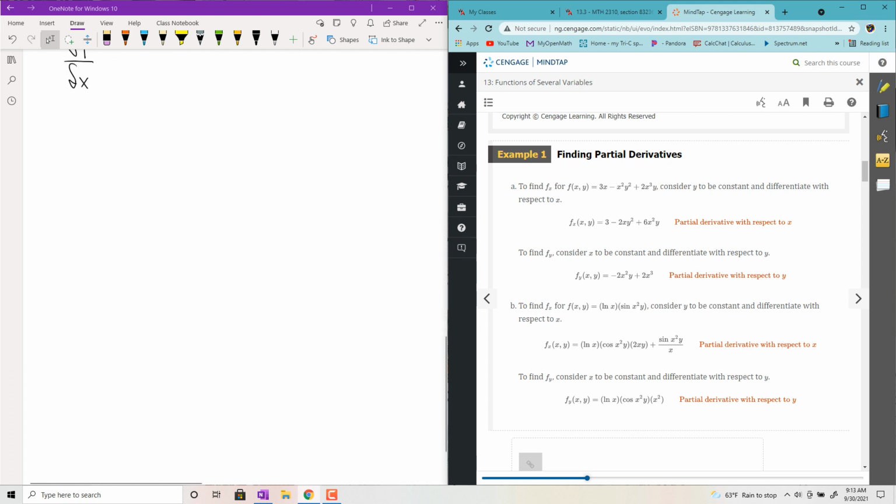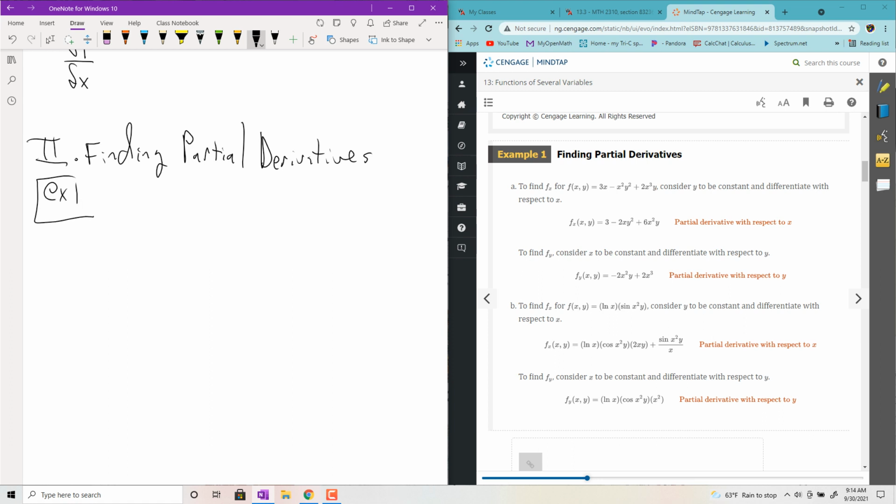Okay, so let's now go to actually doing derivatives like we would in calculus without the limit. So you have all your power rule and chain rule and product rule, quotient rule. All that stuff will apply here. You just pretend that one of the variables is a constant. So finding partial derivatives, this is example 1.